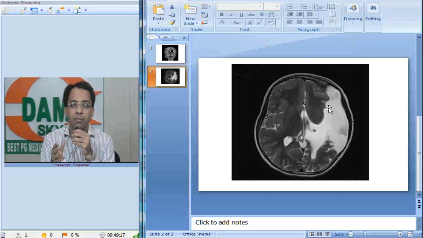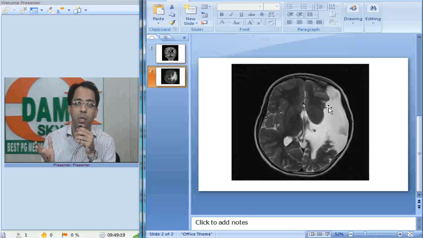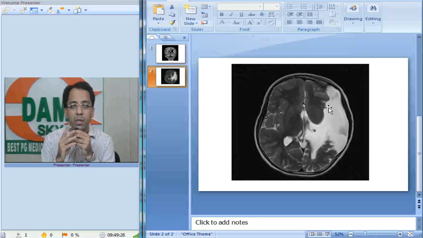So schizencephaly has been divided into open lip and closed lip type. Usually the closed lip type is more difficult to diagnose on MRI. MRI is the imaging of choice for this abnormality.